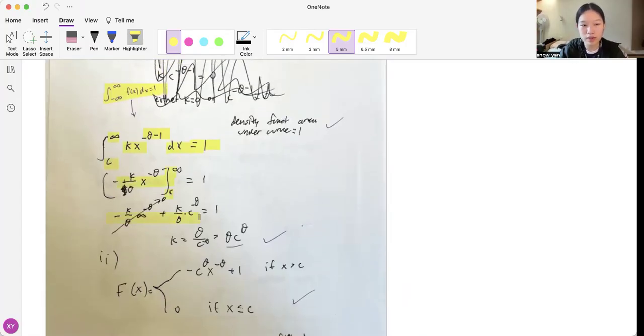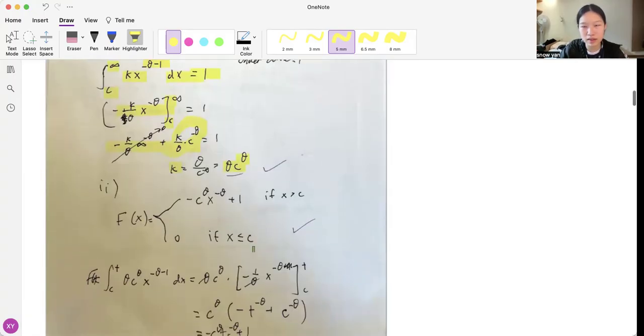I take the integral and plug in the values. I know that infinity to a negative power would be in the denominator, so that tends to 0. So I'm left with this term. I rearrange so that k is on one side and move c and theta over to the other side, and I get that k is equal to theta times c to the theta.